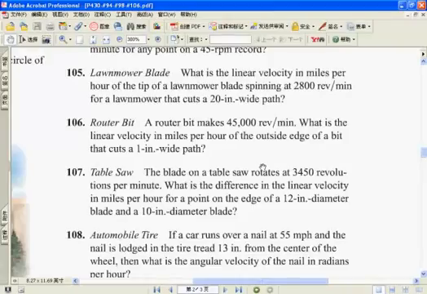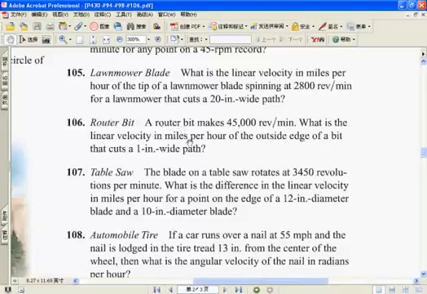Let's look at one word problem. Let's look at page 431, problem 106. It's about the round bit. It says a round bit makes 45,000 revolutions per minute. What is the linear velocity in miles per hour of the outside edge of a bit that cuts a 1-inch wide path?